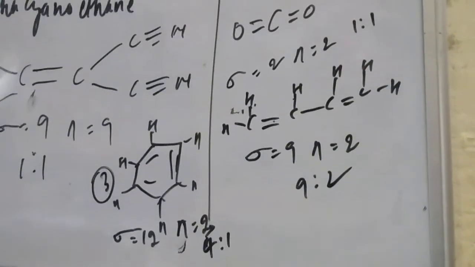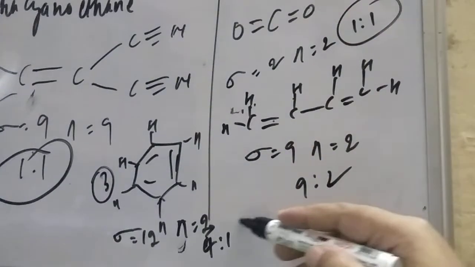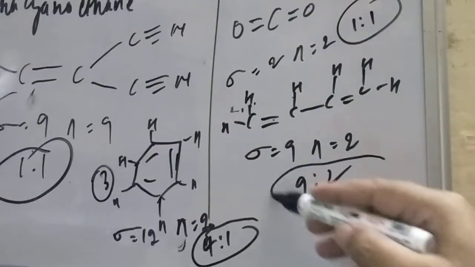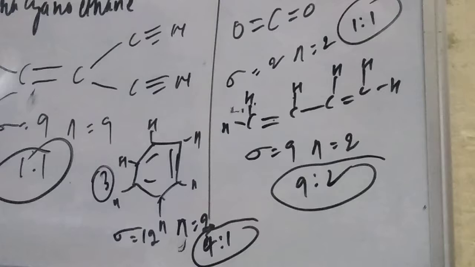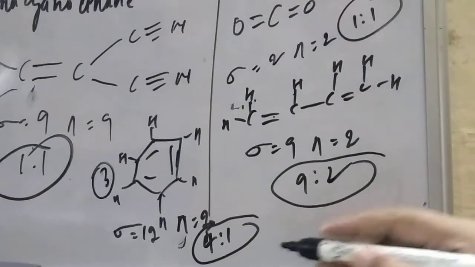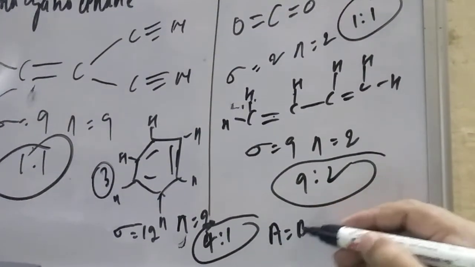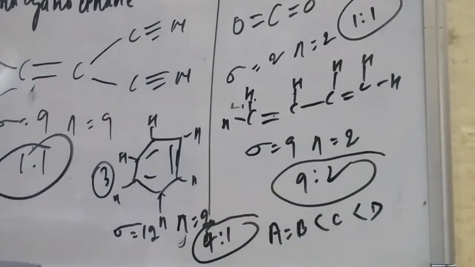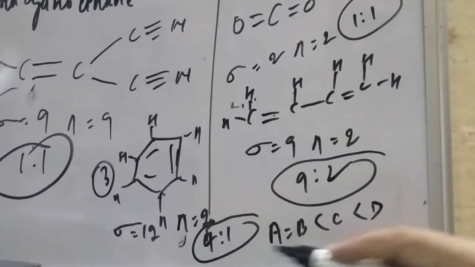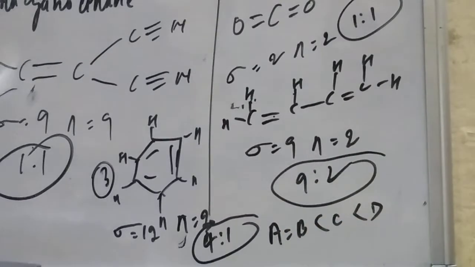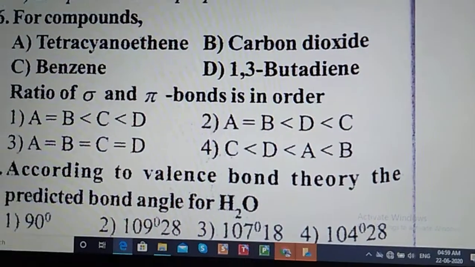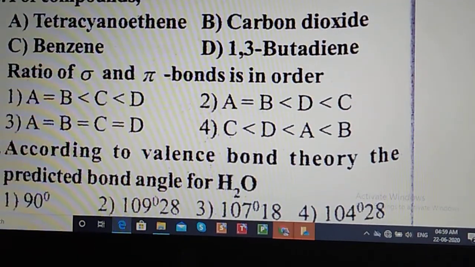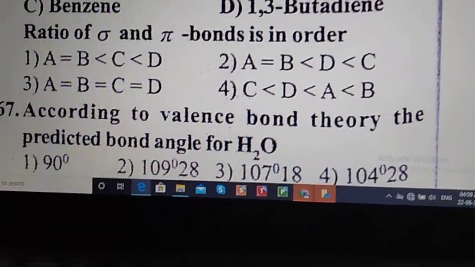So if you see the ratios, in the first option the ratio is 1:1, second option 1:1, third option 4:1, and fourth option 9:2. So what would be the order, student, if you are writing the order? A equal to B, then C, then D. D has the highest ratio, 9:2, and C is 4:1. So the correct option will be option number A, where A equals B, then C and D.